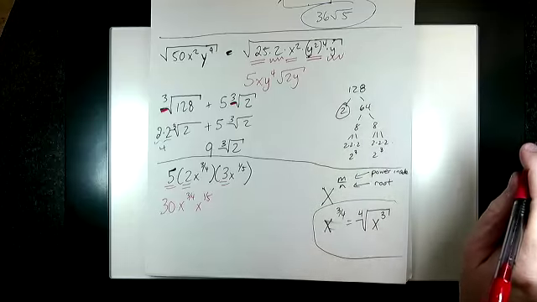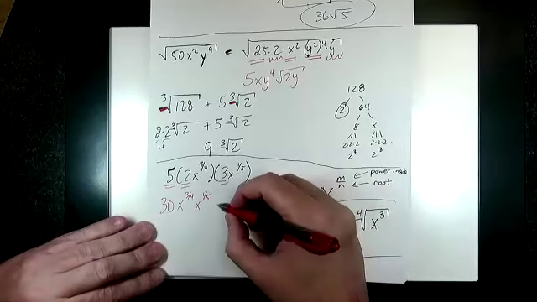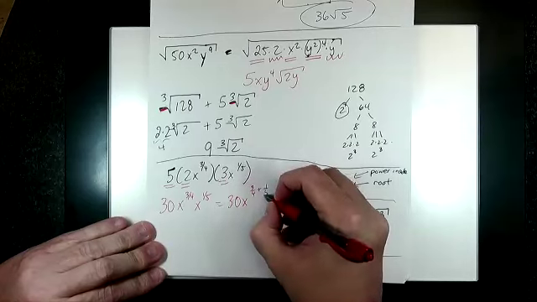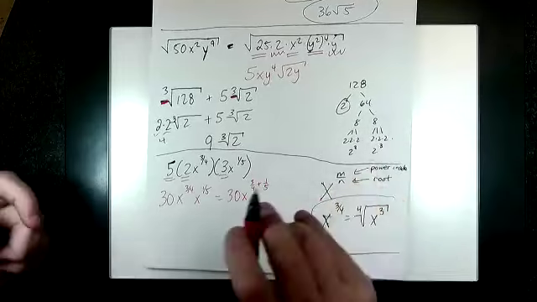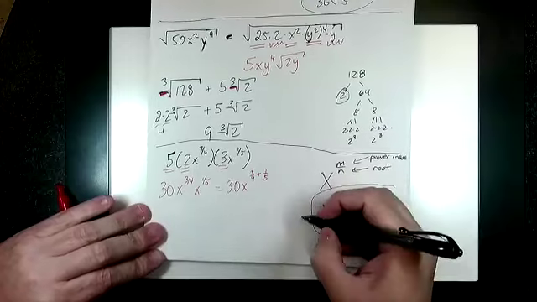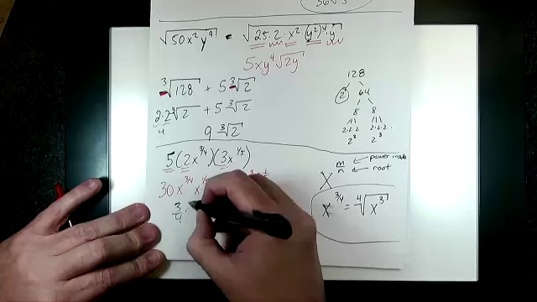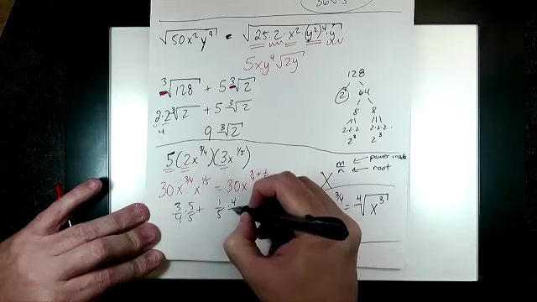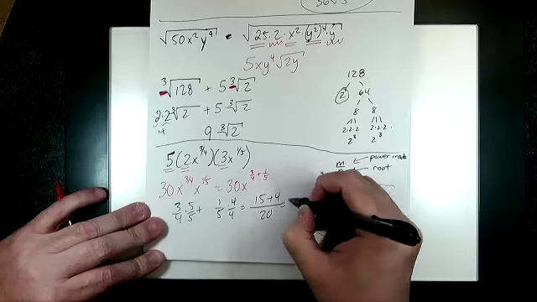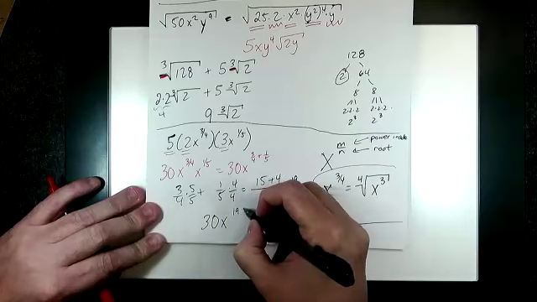We want to add them, right? When we have two things multiplied together, we're going to add the exponents. This is 30x to the 3/4 plus 1/5. But if you leave that on a test, you're going to lose points. So get a common denominator. If we've got 3/4 plus 1/5, I'll multiply this by 5/5, this by 4/4. I get 15 plus 4 over 20, 19/20. This is 30x to the 19/20.